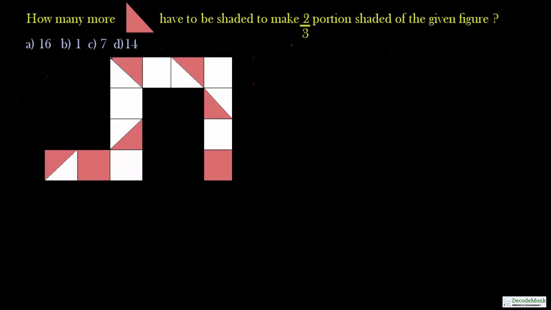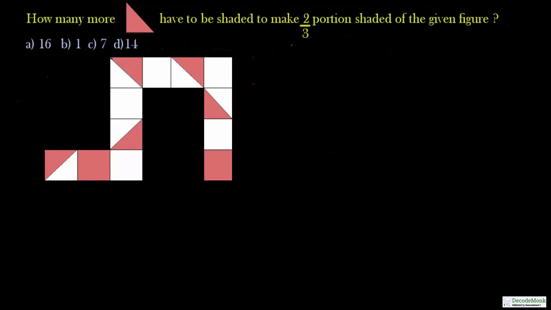Consider this question as a typical extension of the last question we solved. The question says, how many more of this triangle shape have to be shaded to make 2 by 3 portion shaded of the given figure. That means you are given some squares joined together to form a figure, and there are some shaded portions, and you have to make the shaded portion 2 by 3 of this whole figure.